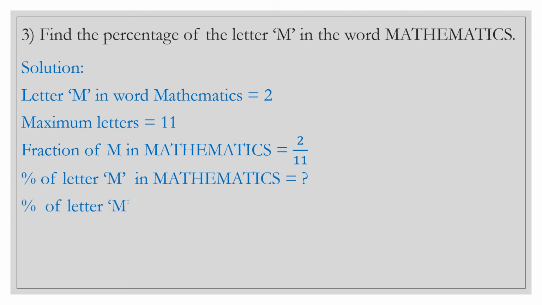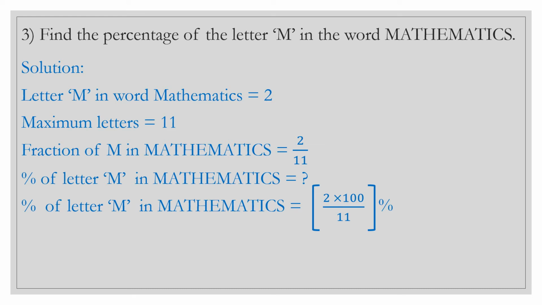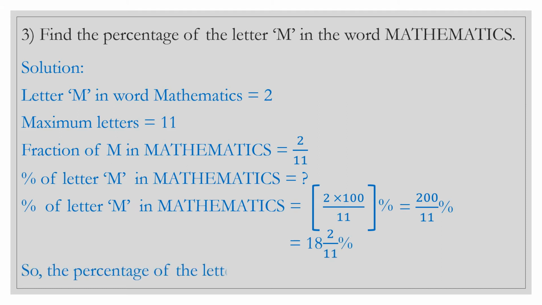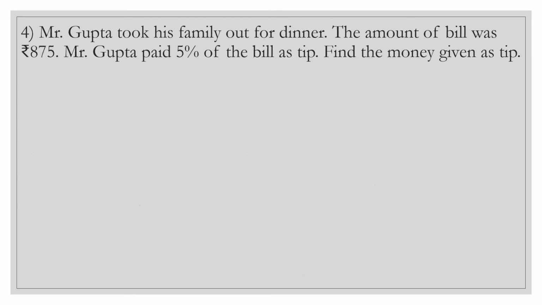Now tell me, convert fraction into percentage, what we have to do? Yes, multiply by 100 and put the percentage symbol. So write down 2 upon 11 multiply by 100 in bracket and put the percentage symbol. Now simplify. 100 2s are 200. So we get 200 upon 11%. And if we divide 200 by 11, we get 18 upon 11%. So the percentage of the letter M in mathematics is 18 upon 11%. Let's solve one more question.